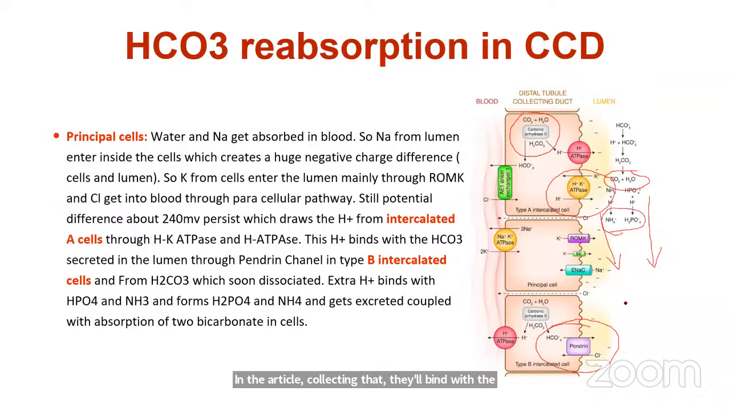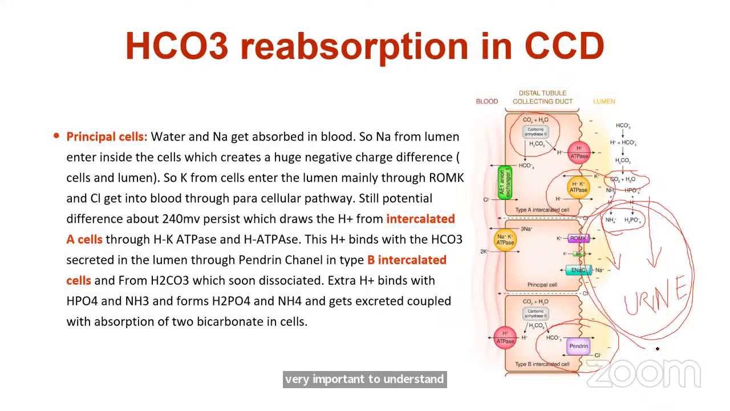So hydrogen is ultimately excreted by the kidney in the form of ammonium as well as phosphate as well as the hydrogen per se. So these are the two important slides that are very important to understand. Please try to concentrate on this slide.